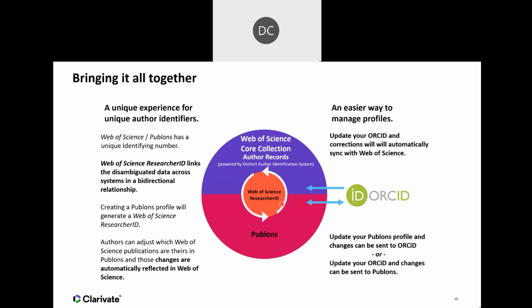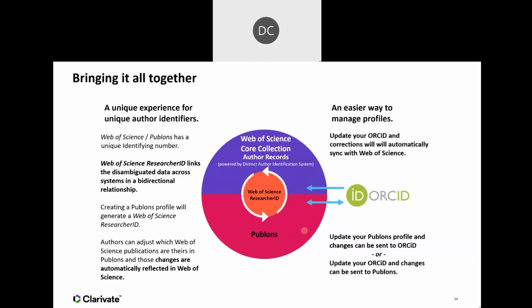However, to tie these two together, there is a unique researcher ID given to each and every profile. Each researcher that has claimed their author records will get a researcher ID. And there's a synchronization between ORCID and Web of Science. So if you've updated your ORCID information, it will also be synchronized onto Publons.